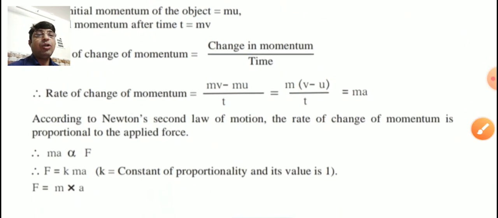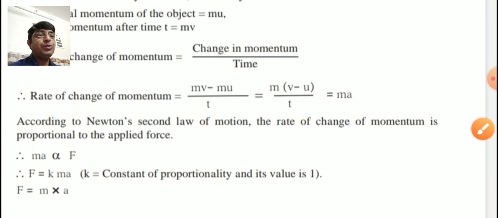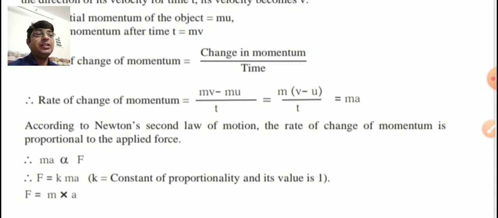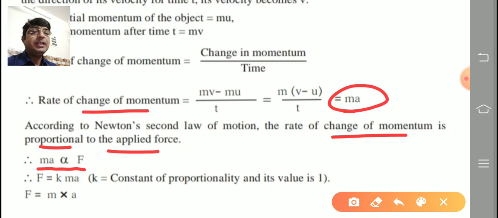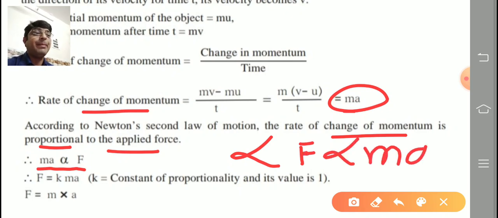Next. According to Newton's second law of motion, the rate of change of momentum is what? Proportional to applied force. So we write it like this. Rate of change of momentum, that is ma, is directly proportional to the applied force F. We write it in the opposite manner: ma is directly proportional to F. It means nothing but applied force F is directly proportional to ma.